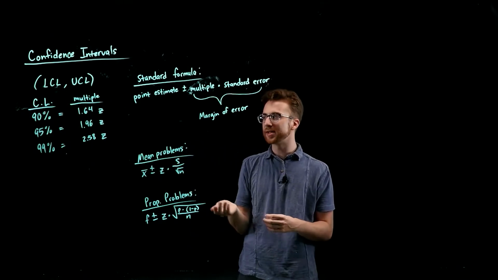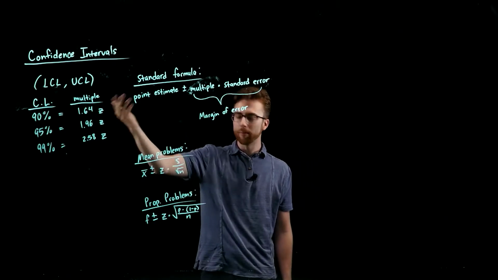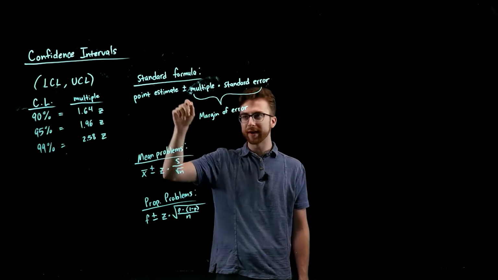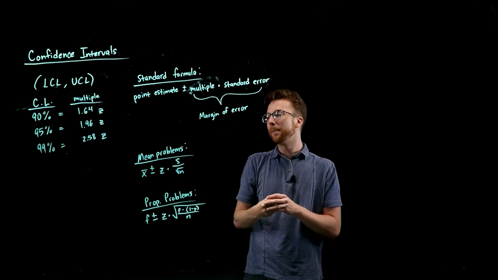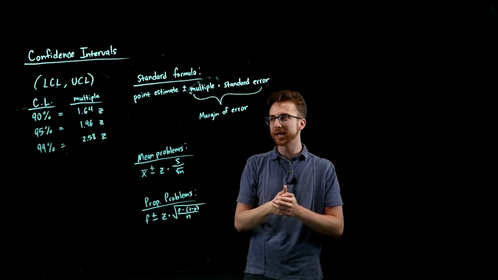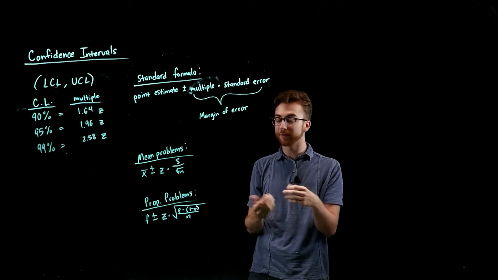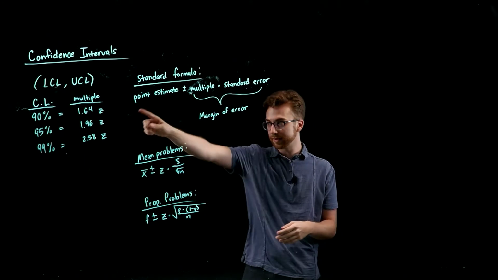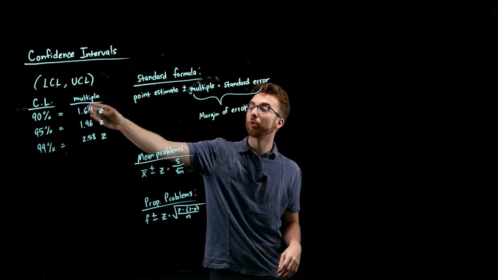Depending on what professor you have, you might just be able to memorize these numbers and plug in 1.64, 1.96, 2.58 into the multiple based on what confidence level they tell you about. But for some problems and for some professors, they want you to be really specific with exactly what the multiple is. So for instance, if you have to use Excel to find those numbers, we'll cover that in a later video, how you would find that multiple, because these are all rounded values.